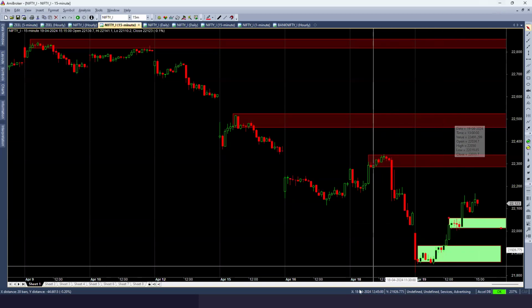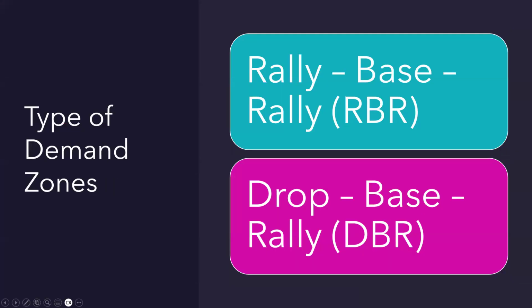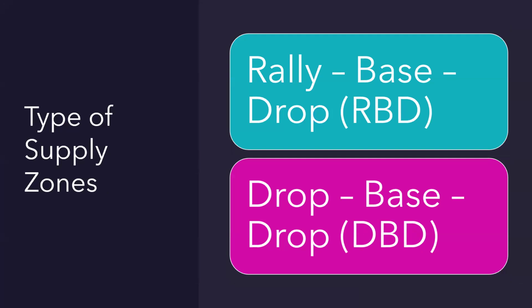But we already talked about rally-base-rally and drop-base-rally. These are demand zones, kind of support zones. And we also discussed the types of supply zones, rally-base-drop and drop-base-drop. We also discussed the hidden base, right? But what is the real challenge, if you ask me? We only have to assume that limit orders will be coming in and absorption will take place. As I said, in real life, absorption may or may not take place. That's a practical challenge over here.